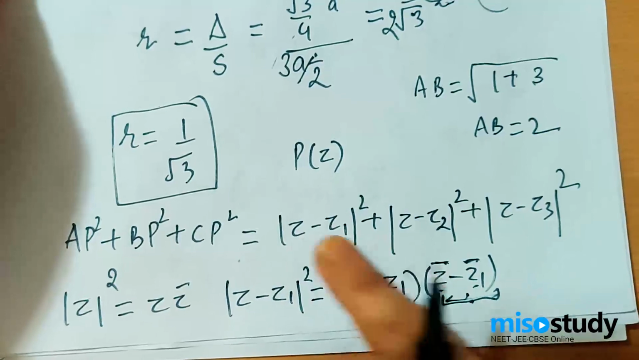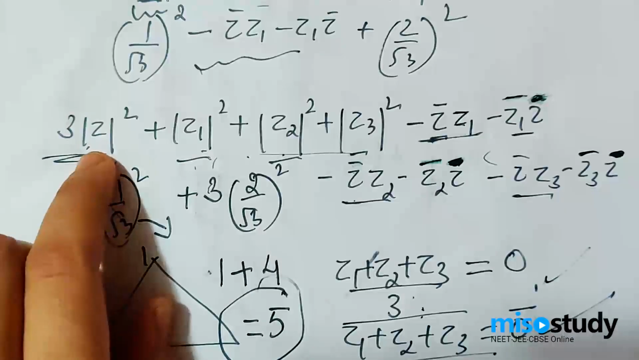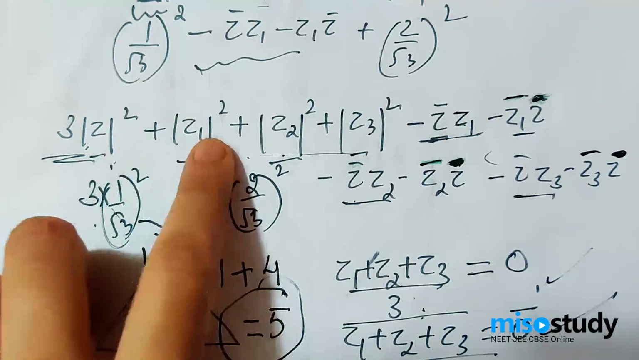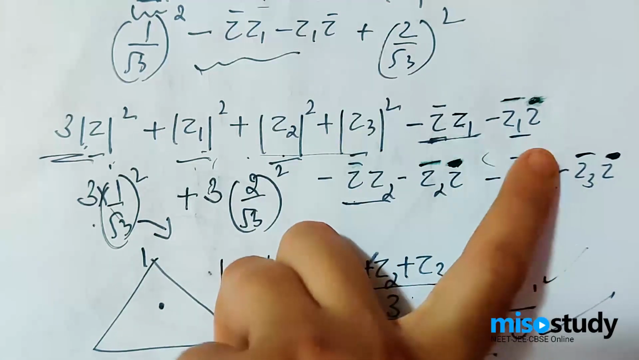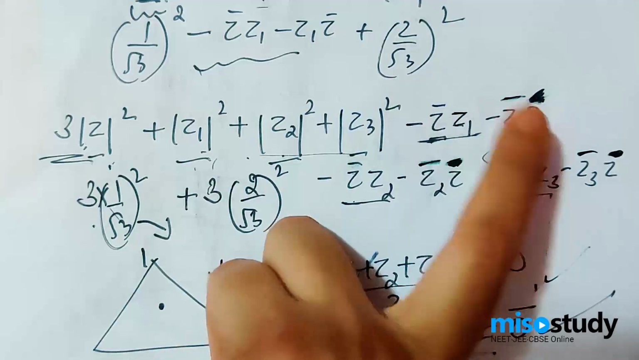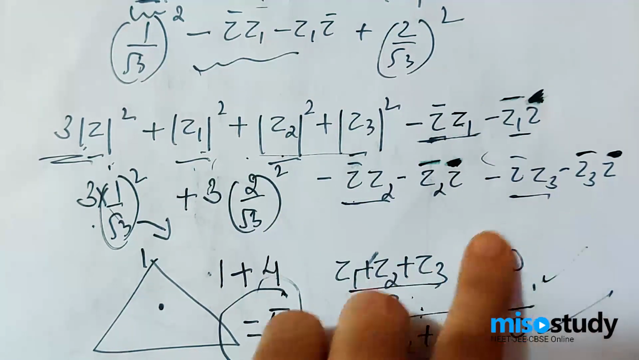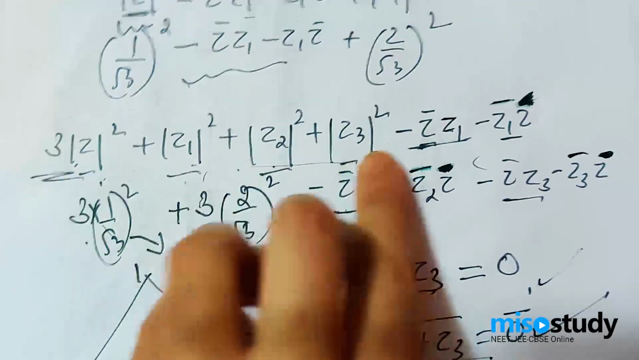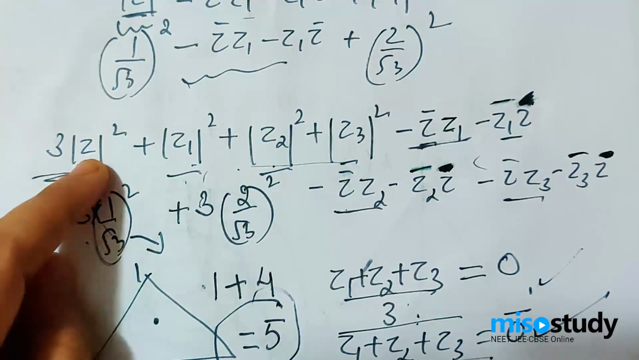Now I evaluated what exactly this expression is. On evaluating this, I find that this expression is something like this. This is 3 times mod z square, z1 square, z2 square, z3 square, and z conjugate z1, z1 conjugate z. This was a wrong thing to write, so I wrote it by mistake, so I had to cut it. Okay, and this is how you expand it. Now I know the value of all the 4, so slowly and steadily I am finding out the value of all the things which I needed.